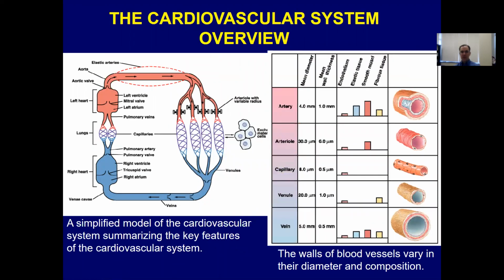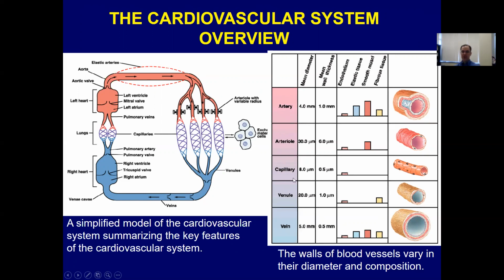Again, just the overview of the cardiovascular system that we talked about before, where the left side of the heart pumps through the aortic valve, through the aorta here, through the elastic arteries, the arterioles, the capillaries, the exchange of oxygenated blood with the tissues, then it comes back into the venules, into the veins, into the right side of the heart, and then to the lungs to exchange gases, and it repeats the process over and over again.